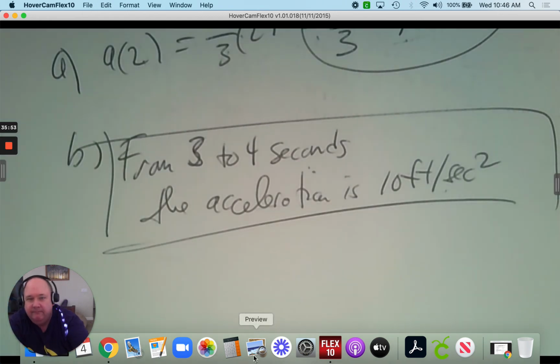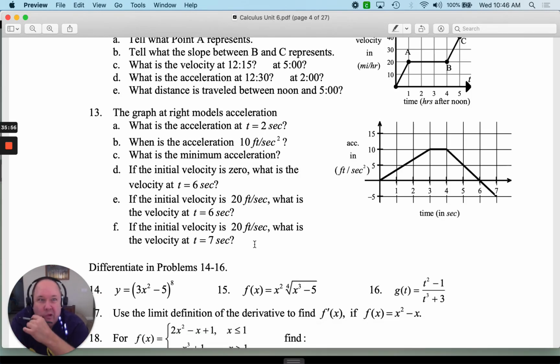C. In part C, what is the minimum acceleration? Way down here, right? -5 feet per second squared. So you're slowing down. D. If the initial velocity is 0, what is the velocity at 6 seconds?